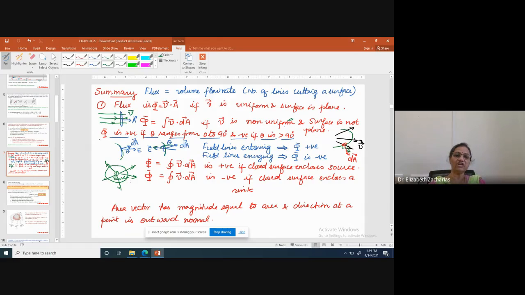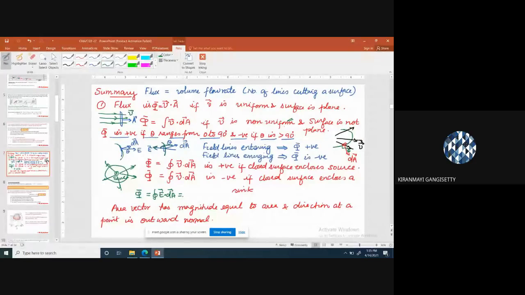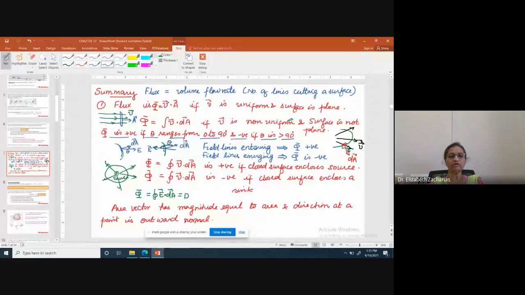Now let us generalize and say, what will be flux if there is no sink or source? What will be flux if there are no sinks or source enclosed? What do you think will be the answer? Zero. It will be zero.